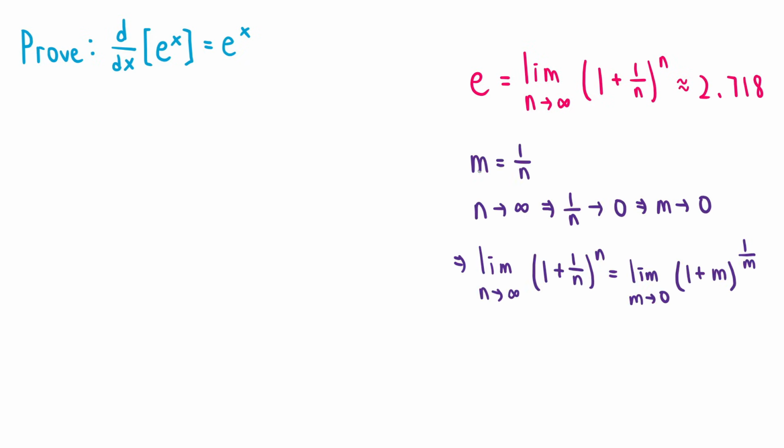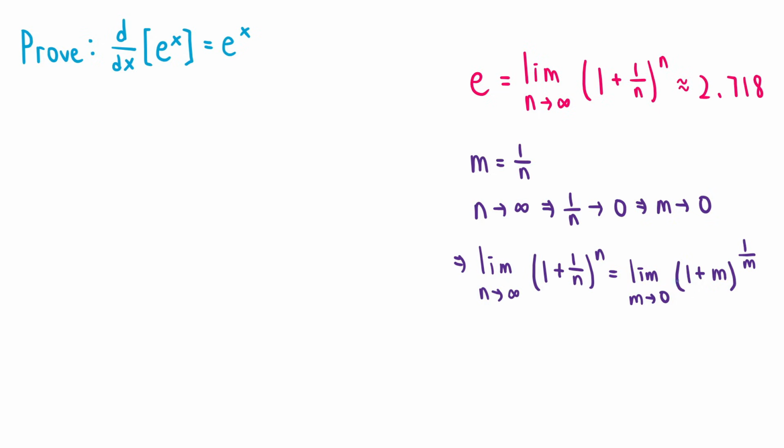If we substitute m equals 1 over n, we can come up with an alternate definition of e. In the original limit, we have n approaches infinity, and that's the same as 1 over n approaches 0, which is equivalent to m approaches 0, since m equals 1 over n. If we substitute m equals 1 over n into the expression 1 plus 1 over n to the n, the entire limit becomes the limit as m approaches 0 of 1 plus m to the 1 over m.